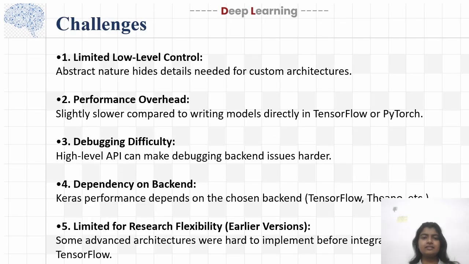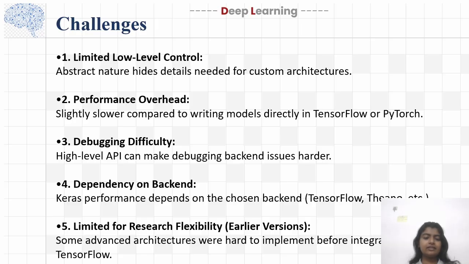Let's see the challenges in Keras. Although Keras is very easy to use, it has some challenges. First, it provides limited control over low-level operations, which can be a problem for custom models. Second, it may be slightly slower than writing models directly in TensorFlow. Debugging errors can also be difficult because of its high-level abstraction. And finally, performance depends on a backend like TensorFlow.